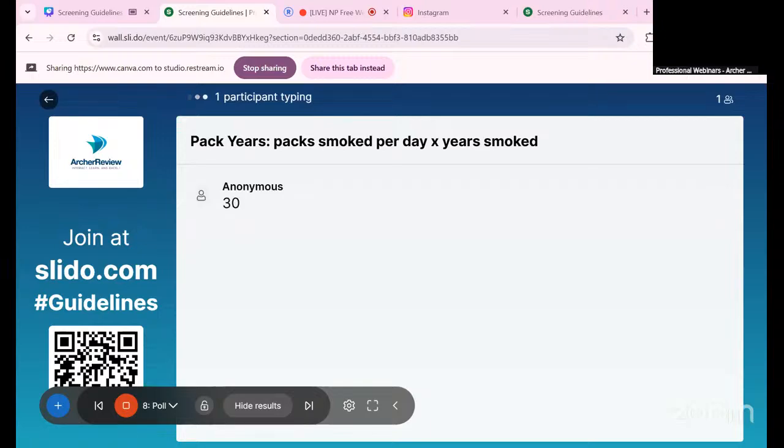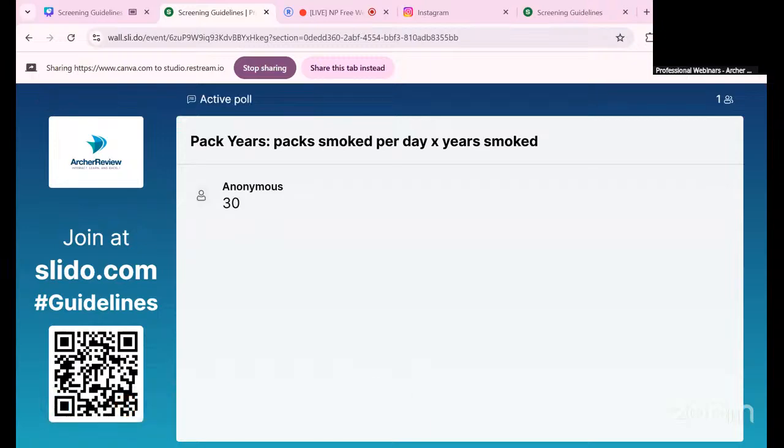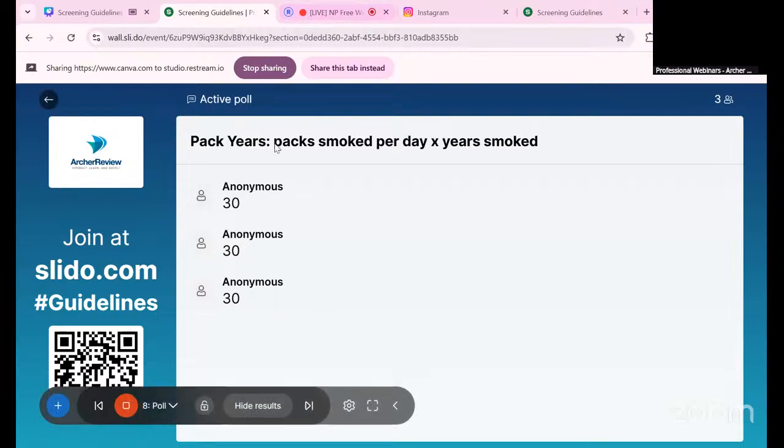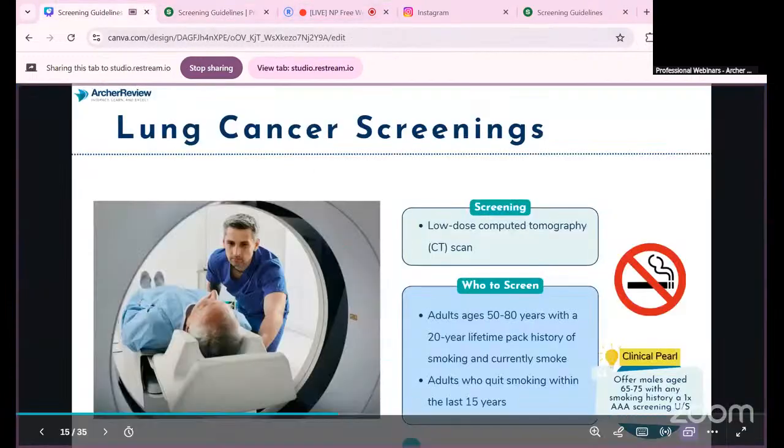Absolutely. Very good. That's right. We're getting 30. So we know that 15 years times 2 packs per day, or 15 times 2, equals 30. And this patient that I'm describing to you all would be a candidate for this low-dose CT scan based upon guidelines, right? So great job. Okay. So let's go ahead and talk a little bit more about screening, okay?